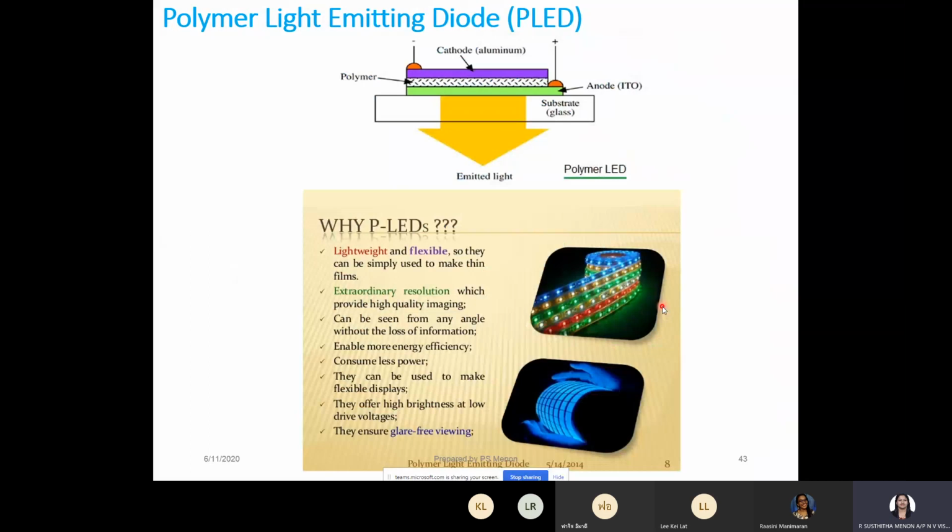PLED, polymer light emitting diode. So it is lightweight, it is flexible, so you can make very thin films. Okay, this is a bendable PLED. You can see it bend with the hand. So extraordinary resolution, you can see from any angle without loss of information. It enables more energy efficiency, consumes less power, can be used to make flexible displays, and it offers very high brightness at low drive voltage. So they also ensure glare-free viewing. So basically you have a polymer material over here, and it's very thin such that it's bendable.